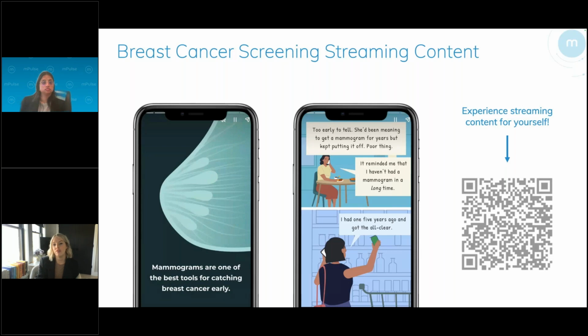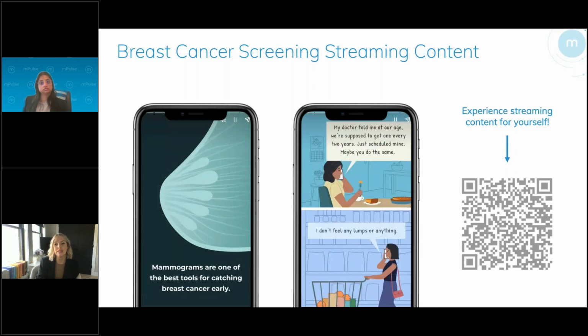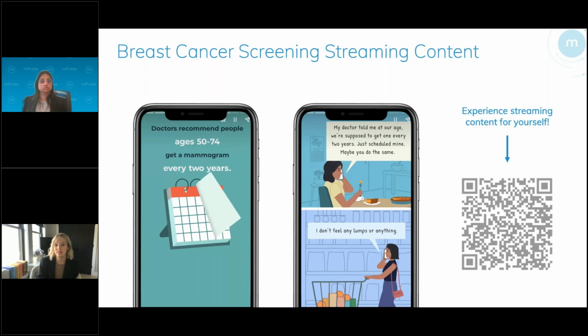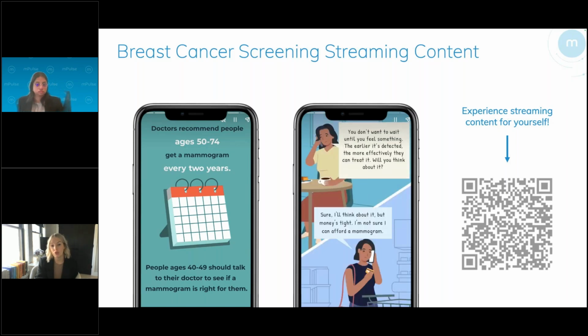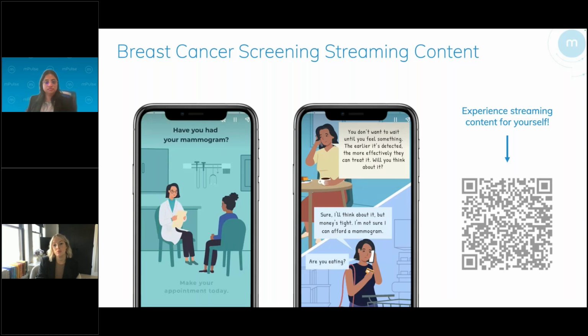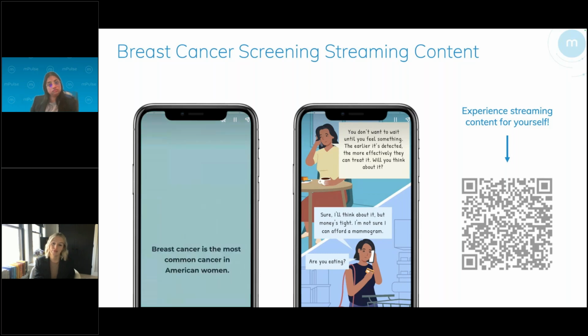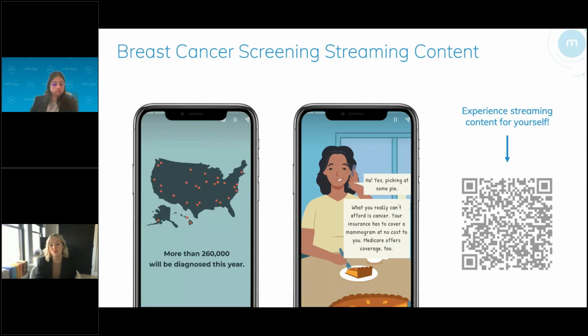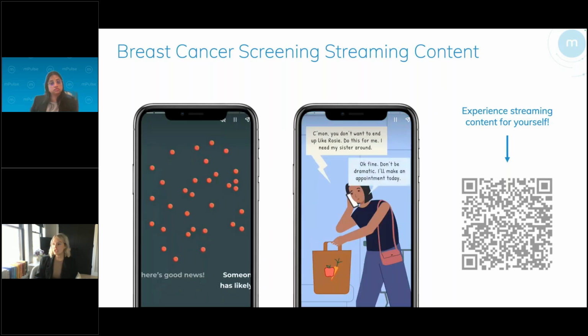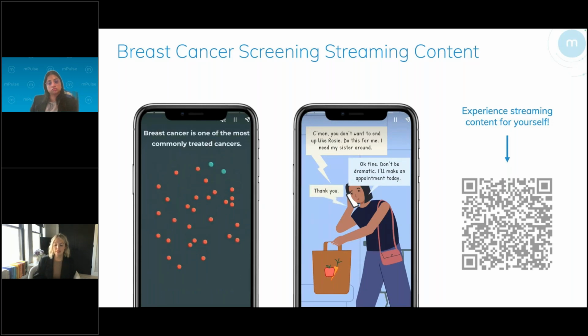Research shows that members are motivated to schedule and attend breast cancer screenings when they hear from others willing to discuss sensitive topics. And when storytelling is done in a culturally and linguistically appropriate manner, it encourages diverse groups of women to schedule breast cancer screenings because they learn from the experience of peers like themselves. So at mPulse, we use photonovellas to build confidence, overcome barriers, and empower members to schedule their breast cancer screening using streaming content.